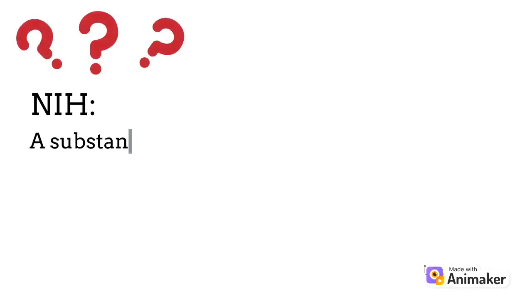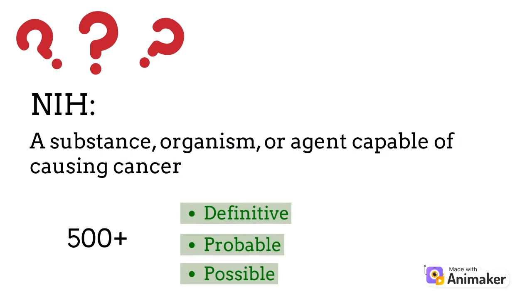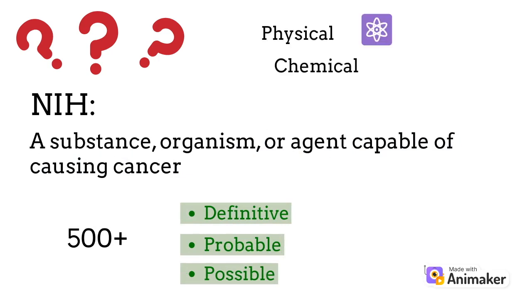Today, let's talk about cancer, or rather, what causes cancer: carcinogens. So, what is a carcinogen? The NIH defines it as a substance, organism, or agent capable of causing cancer. Today, there are over 500 substances that are identified as either definitive, probable, or possible carcinogens for humans. They can be physical, such as radiation, chemical, such as tobacco smoke, or biological, such as viruses.